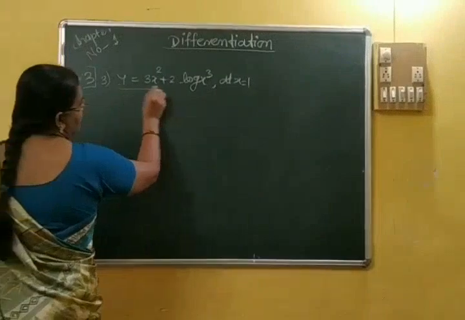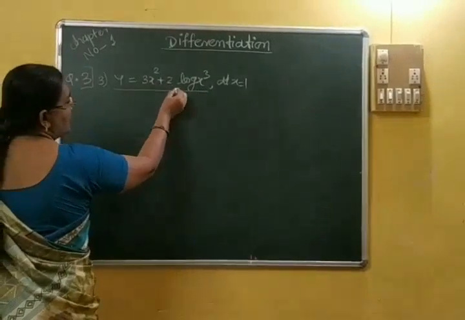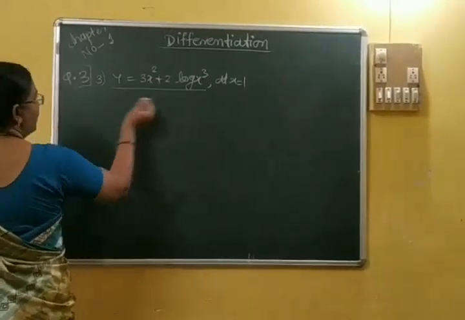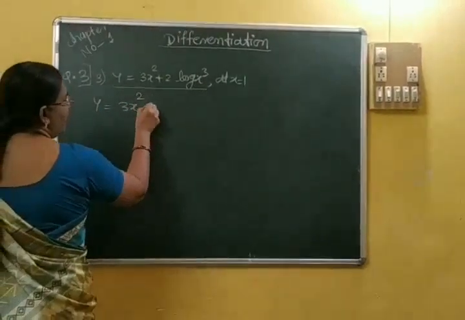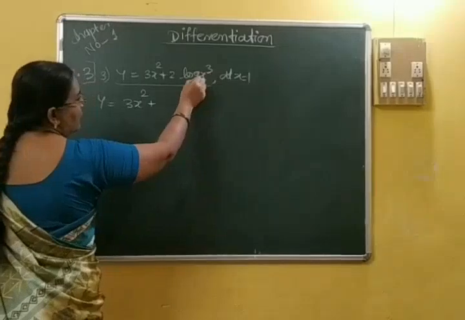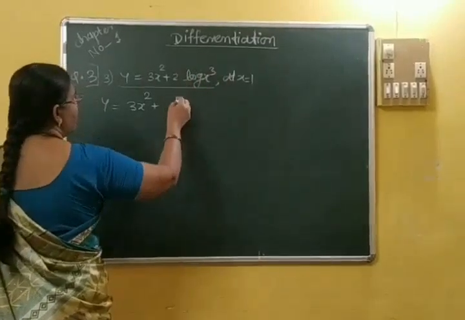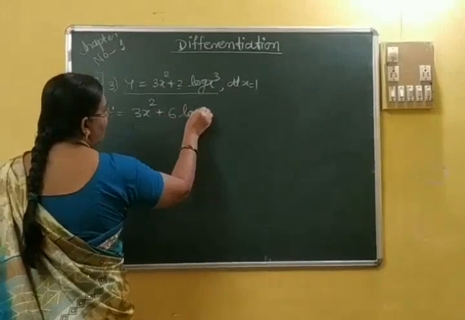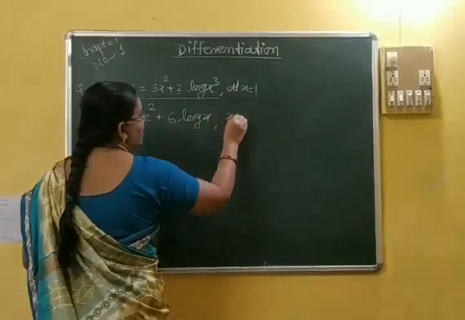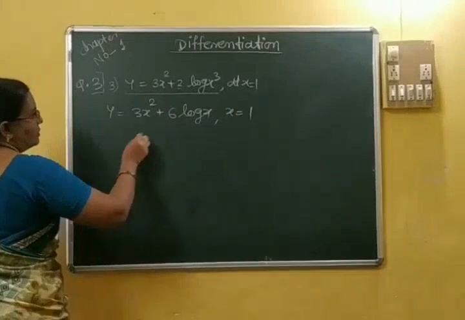Okay, let us see here. y is equal to 3x square plus 2 into log of x cube. First we have to simplify it. 3x square plus, since log of x raised to n becomes n into log of x, that is 2 into 3 becomes 6 into log of x, at x is equal to 1. It is given to us.